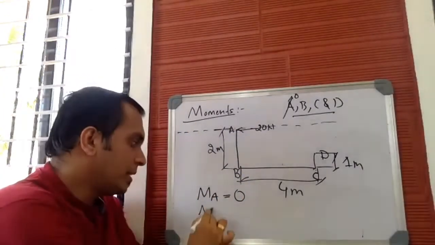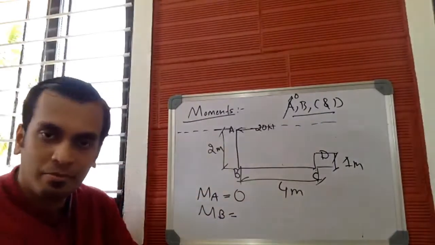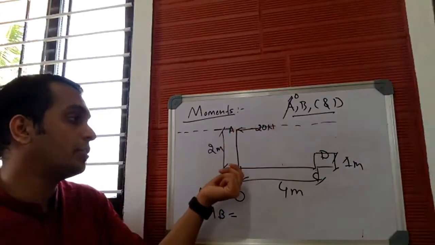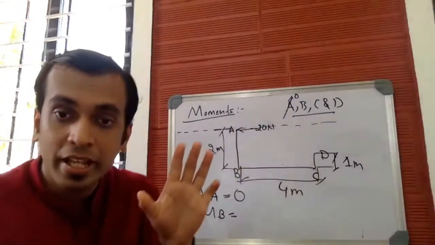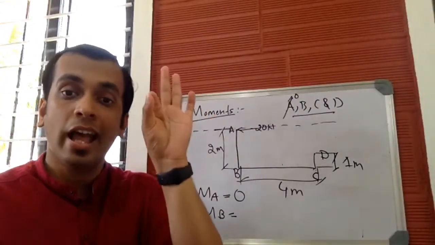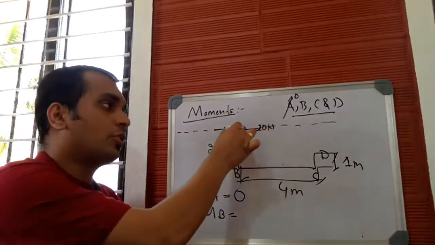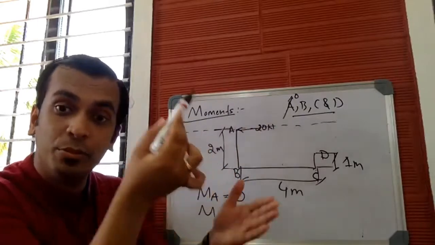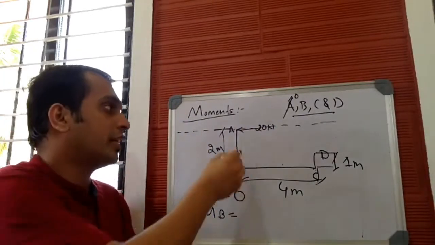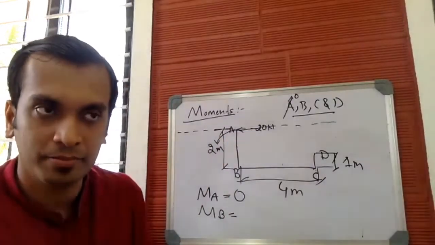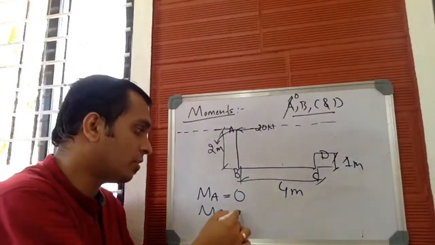Moment about B. Before you find the moment about B, check whether the force produces clockwise or anti-clockwise moment about point B. The line of action is horizontal, the force moves horizontally to the left, and the point about which we need moment lies below the line of action. So the force should produce moment in this direction. Hope this is clear. So it is anti-clockwise.